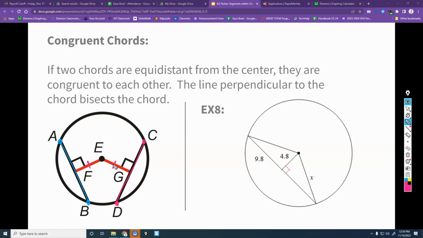There is also this other piece of information that tells us that the line that's perpendicular to the chord is going to be the distance from the center. This perpendicular line is going to cut that chord in half. So this piece right here would be equal to this piece right here, which means this piece right here is also equal to this piece right here. All four of those parts are equal to each other because these are the same length here.